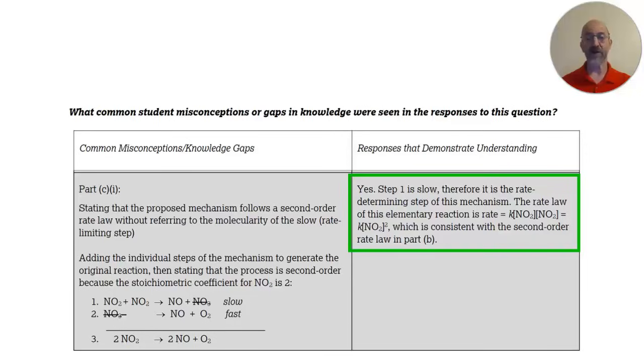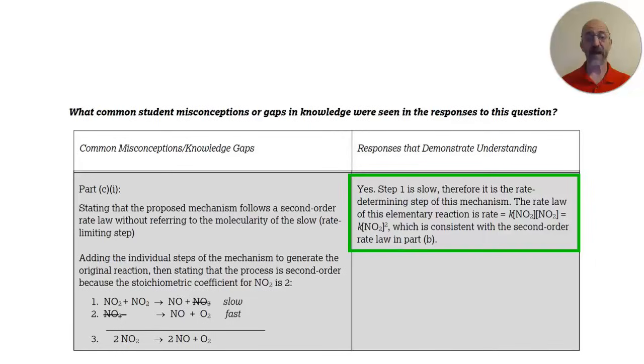Step 1 is slow, therefore it is the rate determining step of this mechanism. The rate law of this elementary reaction is rate equals rate constant K times concentration of NO2 squared, which is consistent with the second order rate law in Part B.